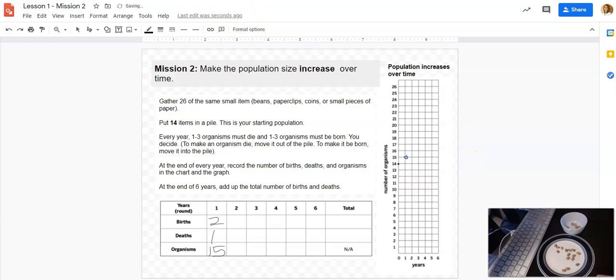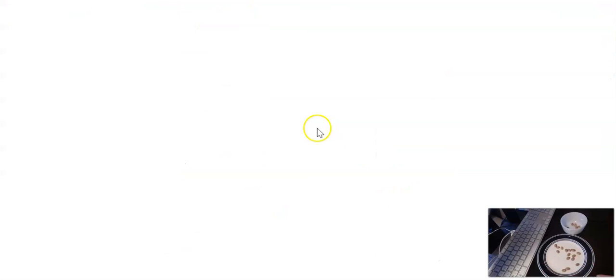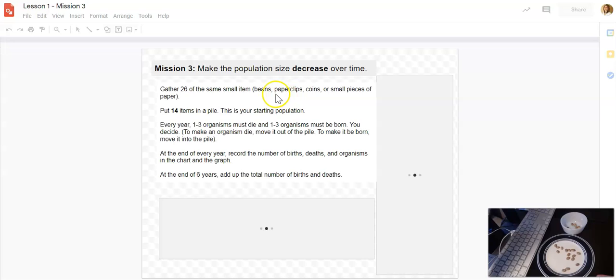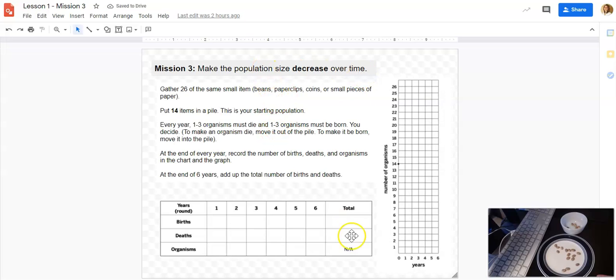All right. Then we'll do the same thing for mission 3, only this time we want to make sure that our population size decreases over time. So there should be fewer than 14 organisms here at the end.